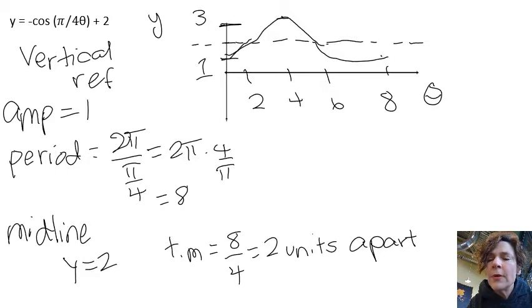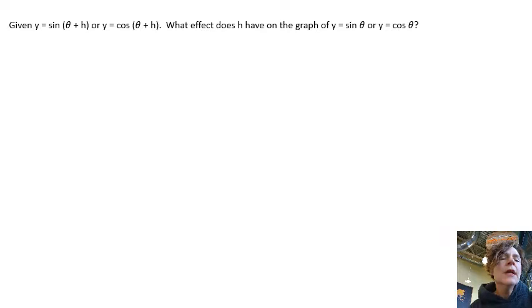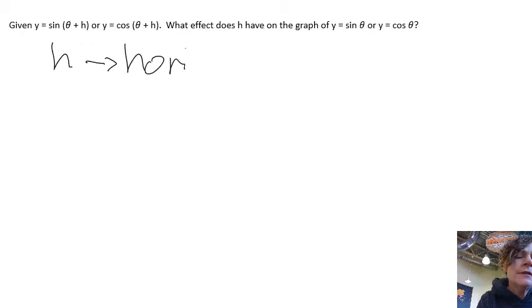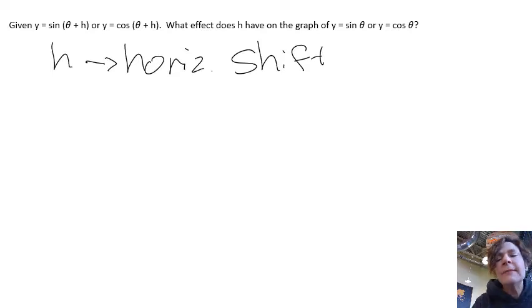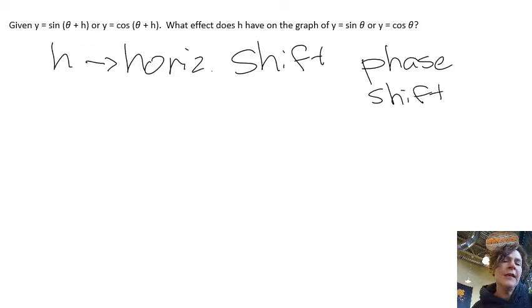Okay, let's talk about horizontal shifts. It's our last transformation. So we know that horizontal shifts have to do with adding a constant inside the function. And so we know that h in that case is going to be a horizontal shift. Sometimes in trig language it may be called a phase shift. You may see that language. We'll stick with horizontal shift because we've studied them that way and there's no need to introduce new language, but if you see phase shift, that's what that would mean.